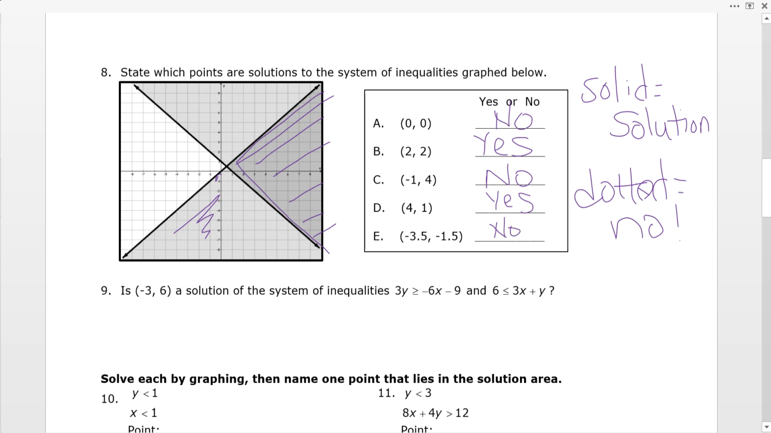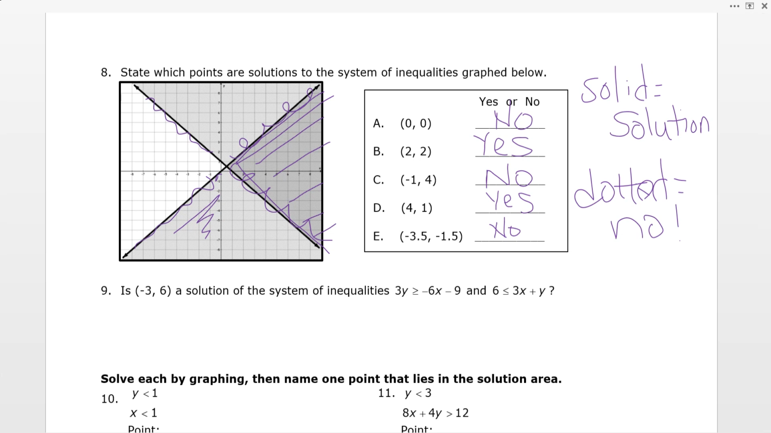We have to be in a shaded area for both of them. So this line right here would not be solutions. This line right here would not be solutions. This line and this line would be solutions because it's where both of the shades meet.